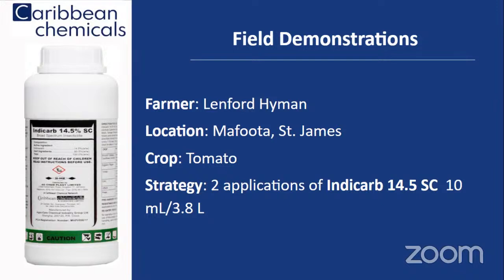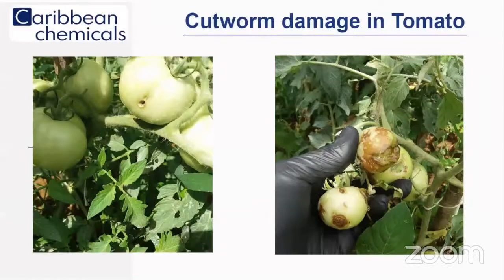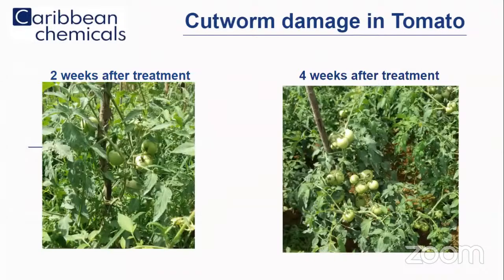All right. So we did a field demonstration at Lensford Farm in Mafuta, St. James, with tomato. We used two applications of Indicarb at 10 mL per gallon of water, and that is 2 teaspoons per gallon of water. And we have significant control of the larvae and the head stage of the worm. You can see in the left picture, this is the treated, and on the right, we have the control, where you see the damage caused to the fruits. We also can see the major difference on the right, 2 weeks after treatment and 4 weeks after treatment. You can see the product at work in this field.